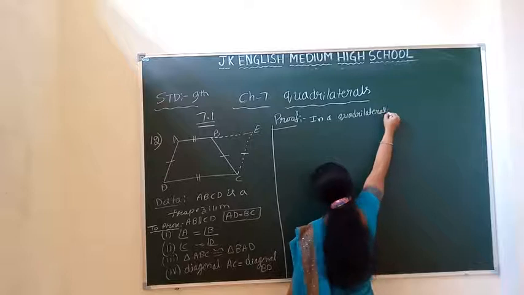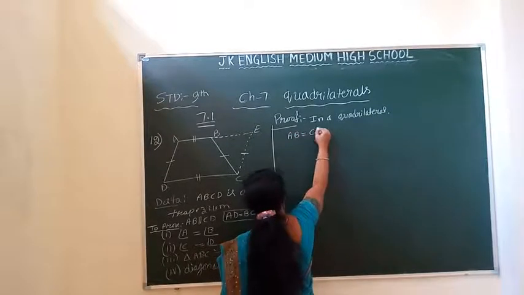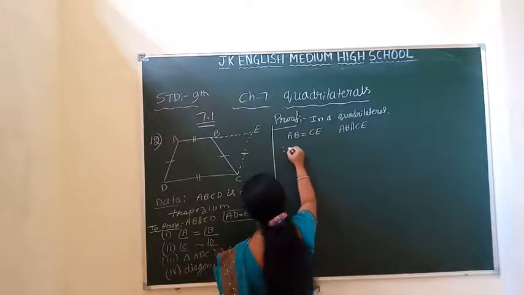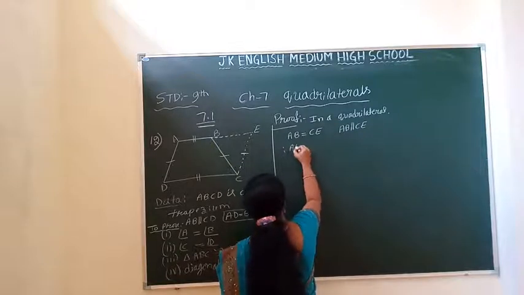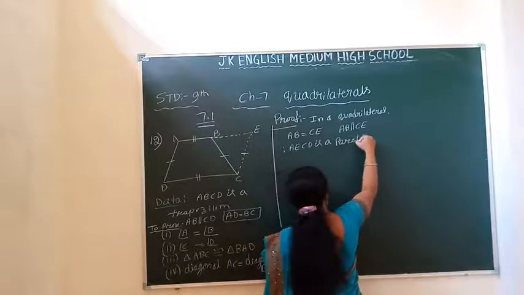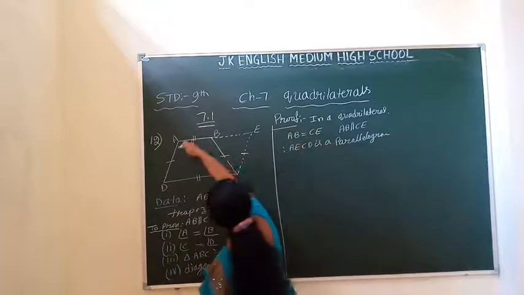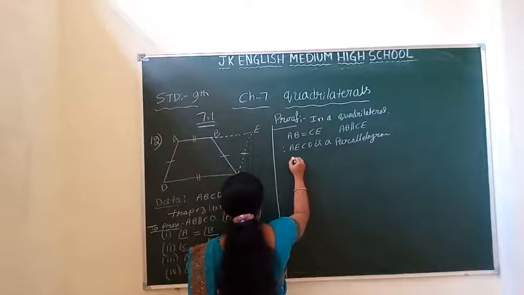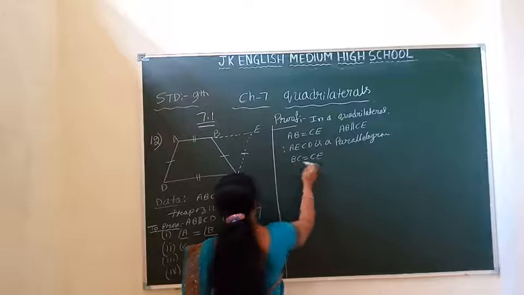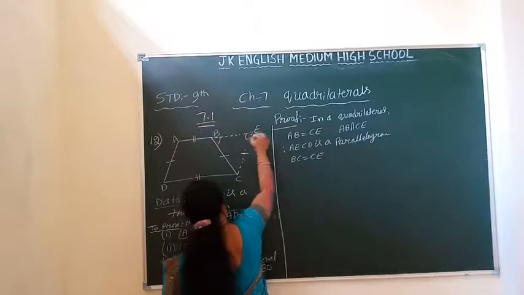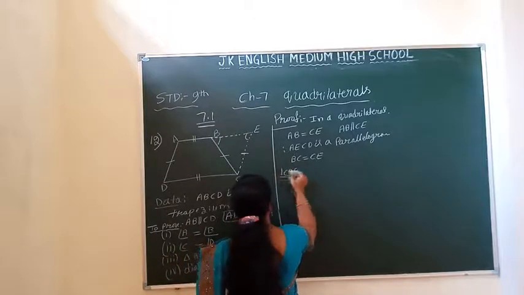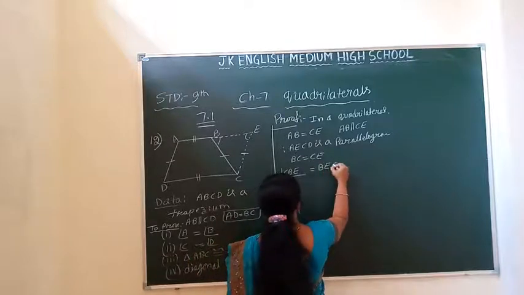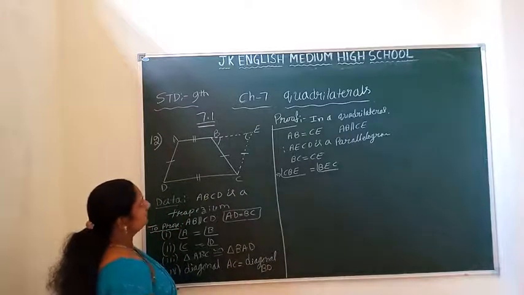According to theorem 7.8, by construction AB is parallel to CE, so AECD is a parallelogram. Then BC is equal to AD, which is equal to CE. If these two sides are equal, then angles opposite the equal sides are equal. That is, angle CBE is equal to angle BEC. So these two angles are equal.